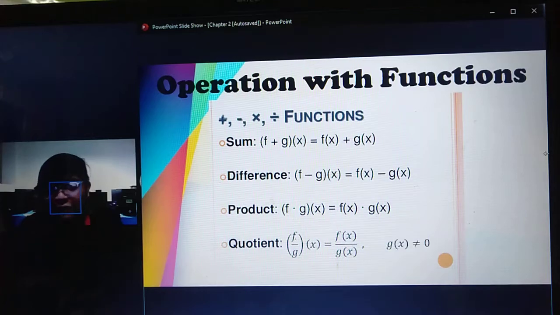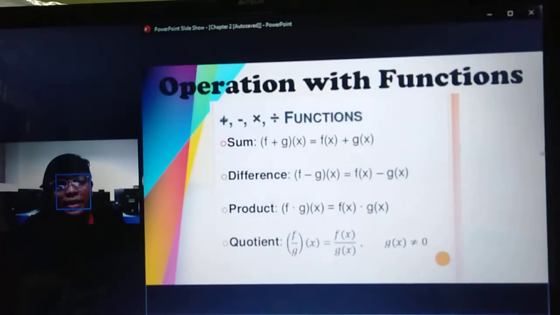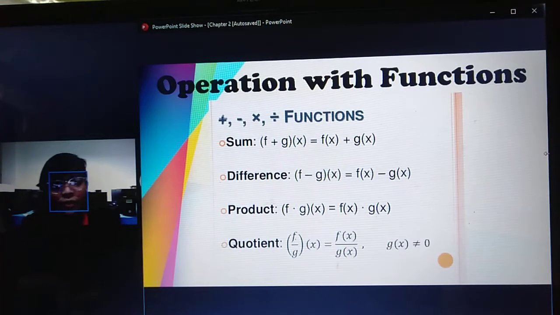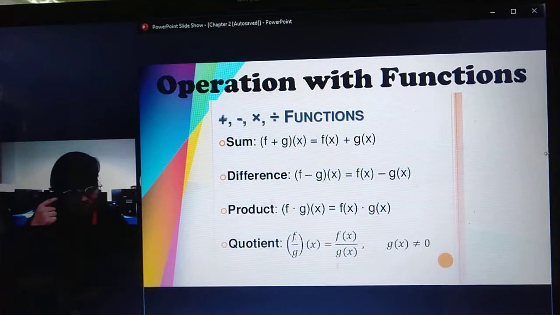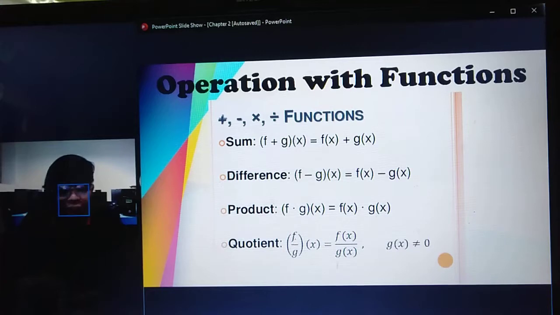Mainly, we have the list notation, the set builder notation, and the recursive method or notation. We have also discussed the difference between relation and function, and we could say that all functions are relations, but not all relations are functions.